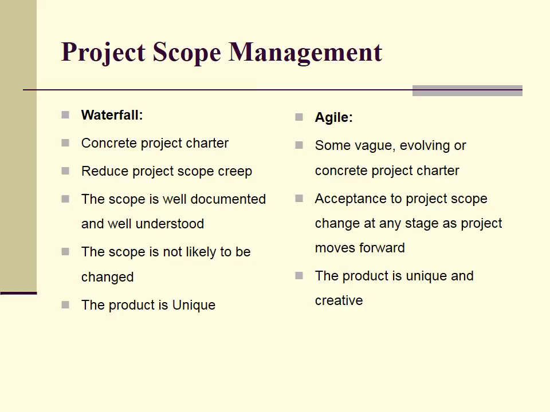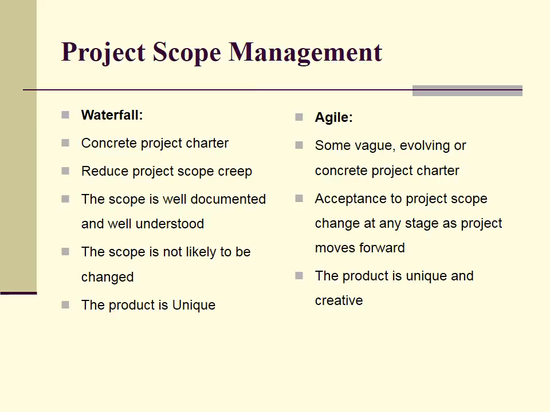Versus if we compare now with Agile, in Agile there are a few different ways of explaining the scope of the project. The project charter may be concrete, it may be evolving, it may be at a very preliminary stage, as it's an ongoing process. Until something has been done, you cannot see further down what's on the road.